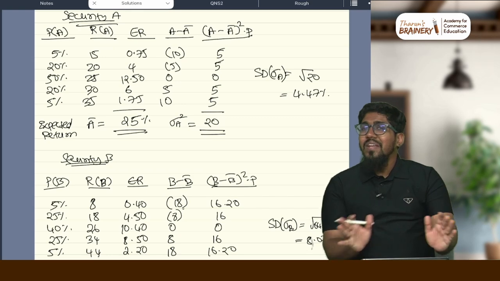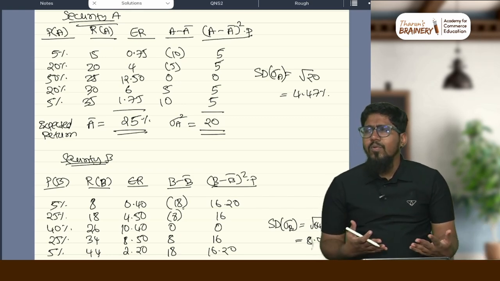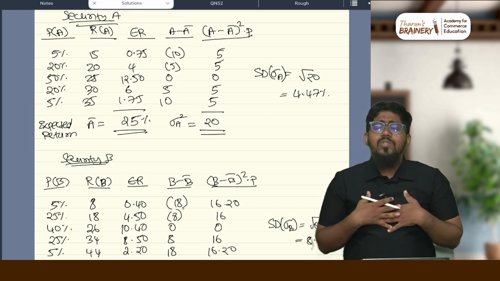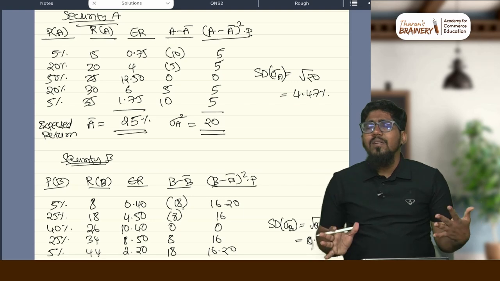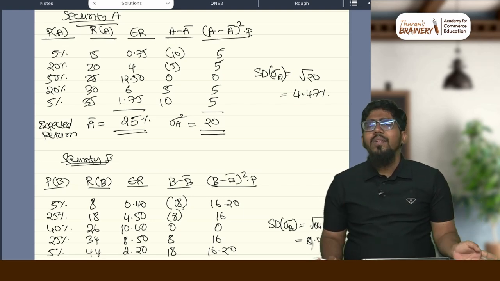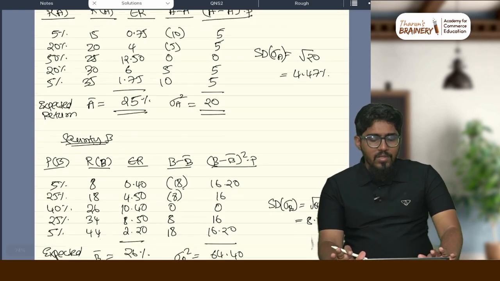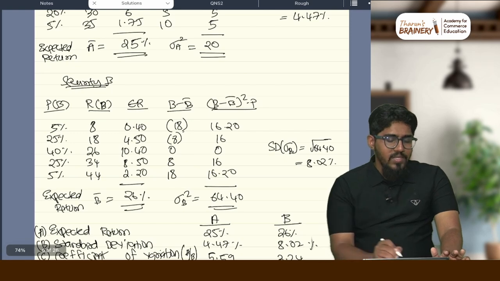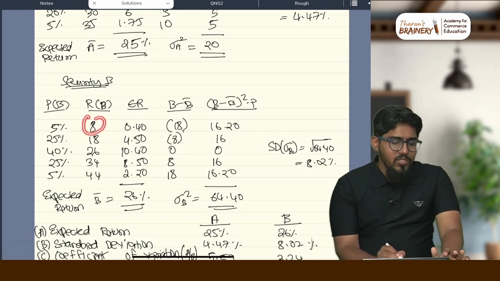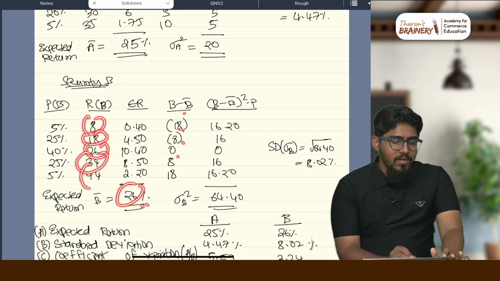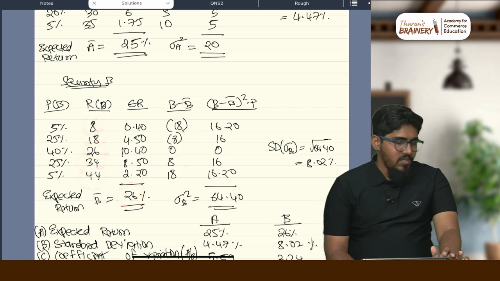I am not going very deep, assuming that you all know. The purpose is to solve the questions and to know what are the different types of questions possible. Similarly, I have to do for B. Expected return is 26. So 8 minus 26, negative 18. 18 minus 26, negative 8. 26 minus 26, 0. 34 minus 26, 8. 44 minus 26 is 18.